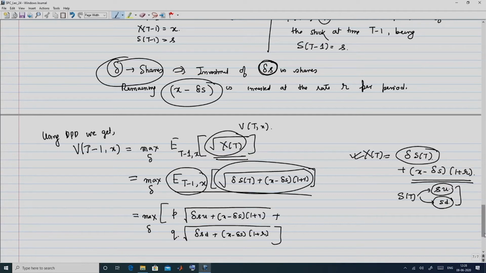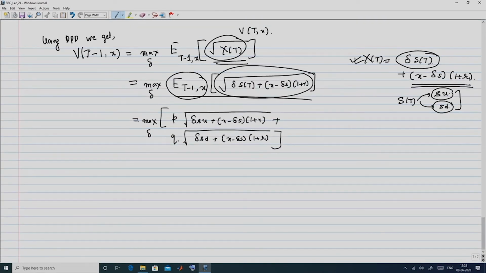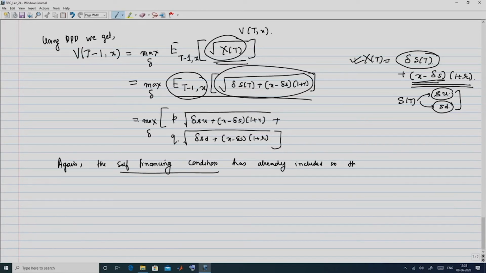So, your eventual goal is to figure out what is going to be your optimal delta. Now, you again observe that, just like the example done in the previous class, the self-financing condition has already been included in the setup by the inclusion of this term x minus delta s.